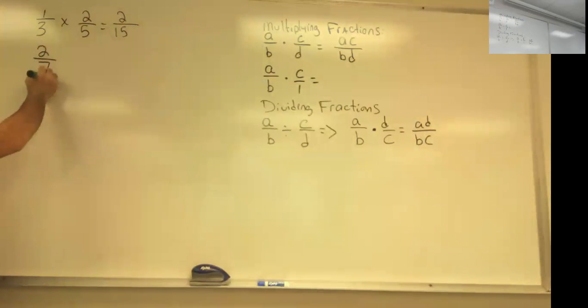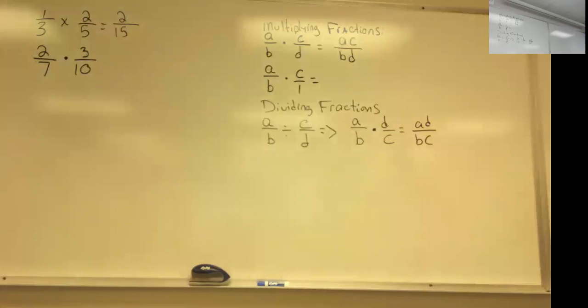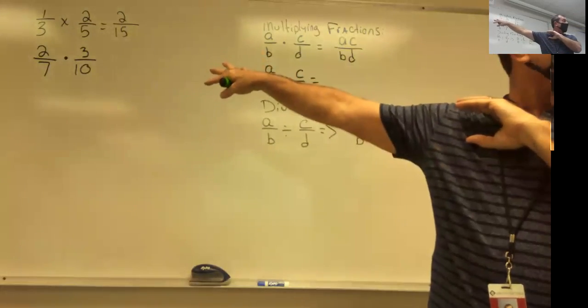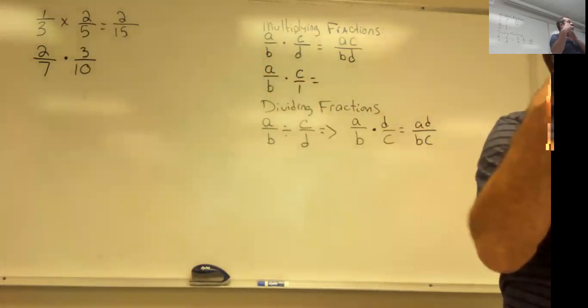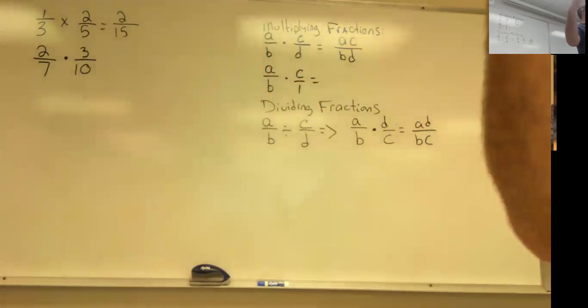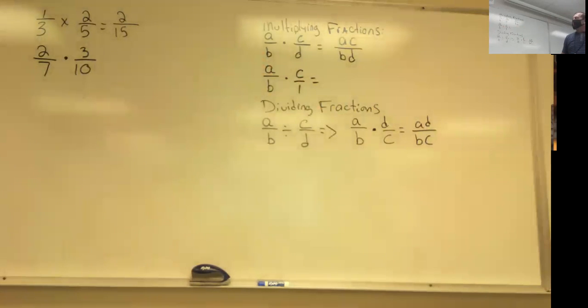So what if I had 2 over 7 times 3 over 10? This is going to reduce because that 2 and the 10 have something in common, right? So there are two things you can do on these fractions. You can reduce before you multiply, or you can reduce after you multiply. A lot of times it's easier before, because then you don't have really big numbers to look at. So let me show you what I'm talking about.